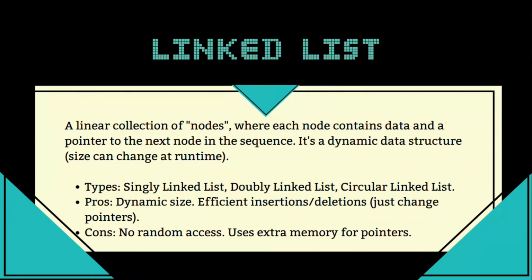Linked list, a linear collection of nodes where each node contains data and a pointer to the next node in the sequence. It is a dynamic data structure, which means that you can change the size at runtime. Linked lists are divided into three types: singly linked list, doubly linked list, and circular linked list. Pros: dynamic size, efficient insertions and deletions. Cons: no random access, uses extra memory for pointers.